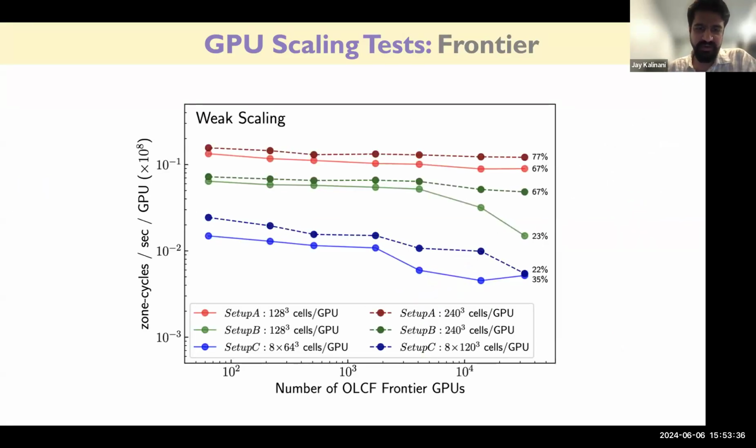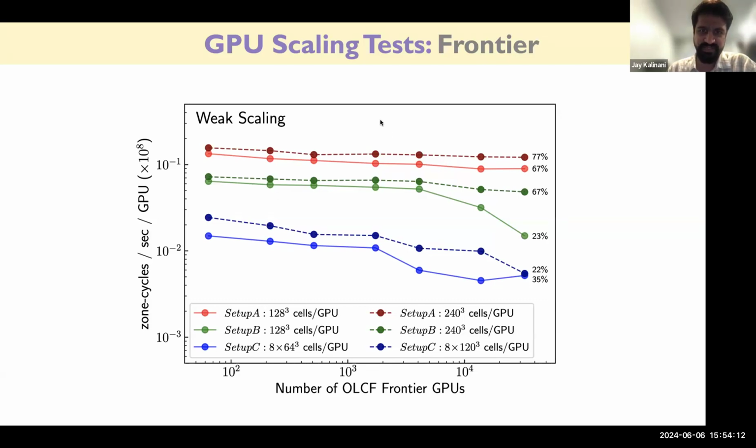Instead, for weak scaling, we do the same. We keep the same problem size per GPU. So we set either 128 cubed cells per GPU or 240 cubed cells per GPU. Again, for these 3 setups that I mentioned earlier. One trend we see is that for the setups with high computational load per GPU, the absolute performance is slightly better. It's essentially because you're trying to use the GPUs as efficiently as possible.